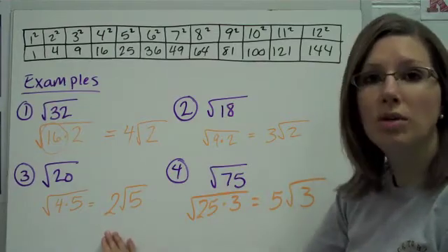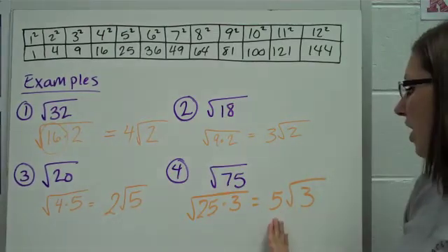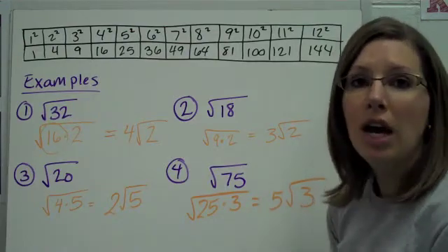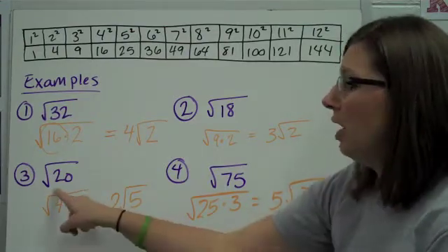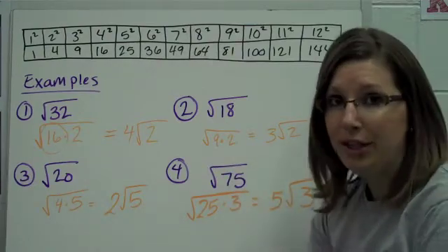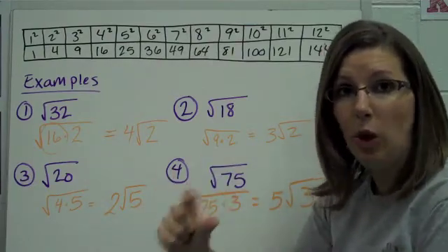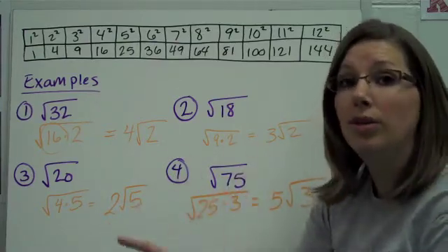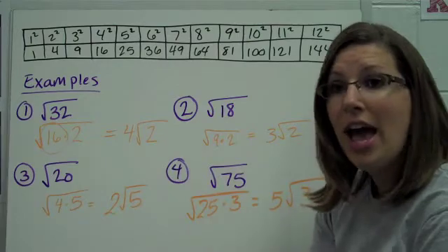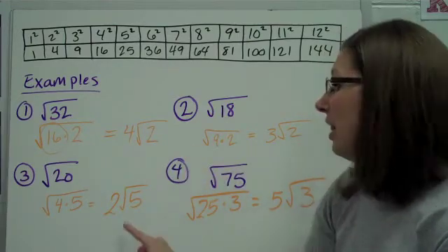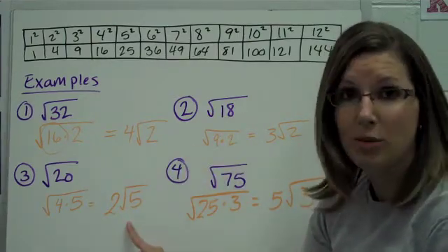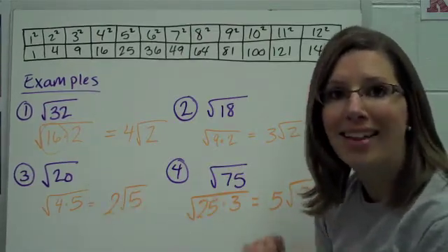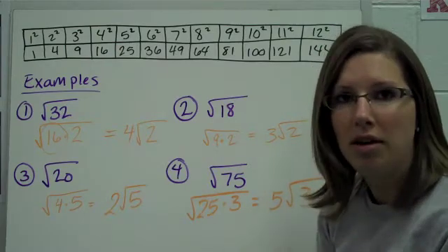Did you get 2 times the square root of 5 and 5 times the square root of 3? I hope so. Here's a way you can check yourself. In your calculator, you can type in square root of 20, enter, and leave that long decimal on your screen. Then hit 2 times the square root of 5 and hit enter, and compare the two answers you get. This answer in decimal form and this answer in decimal form on your calculator should be exactly the same. That's how you know you did these right.